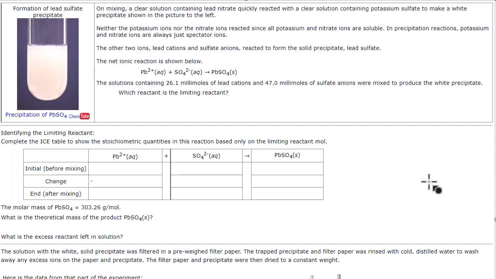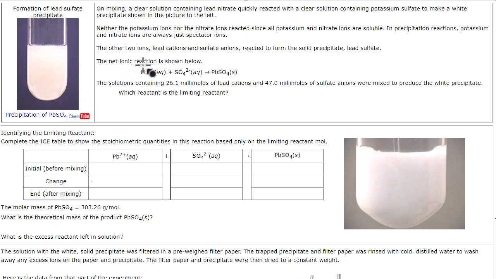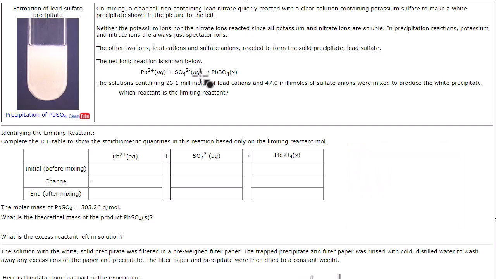Here we have a limiting reactant problem, and we're going to use an ICE chart, a very important chart that you'll be using for the entire year to solve this problem. You can see the reaction occurring where we've got two solutions, and on mixing they form a white solid, a precipitate. The net reaction involves the lead ions of one solution reacting with the sulfate ions of the other to make a solid. There are a couple of other ions present, potassium and nitrate, but they're just floating around and they're spectators, and we're not going to use them in this reaction. So let's work on the problem.